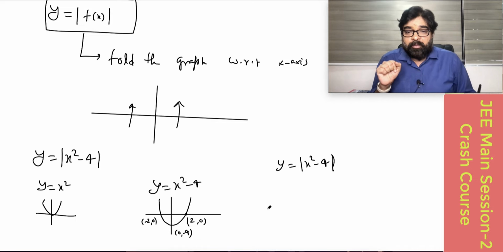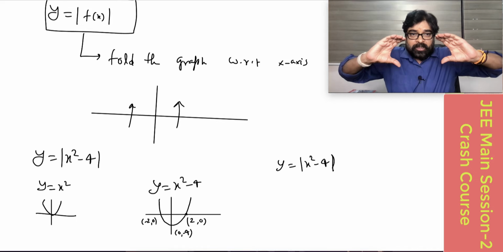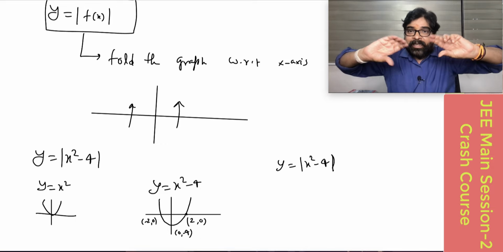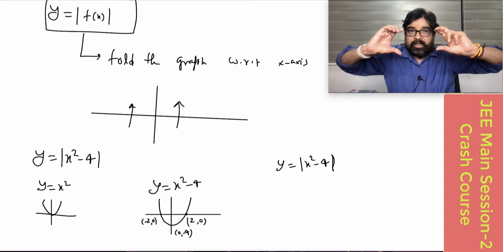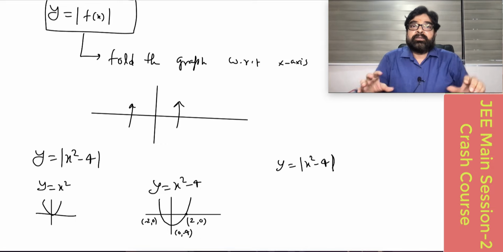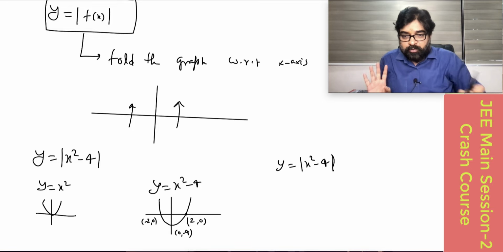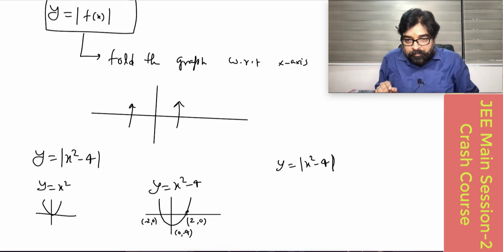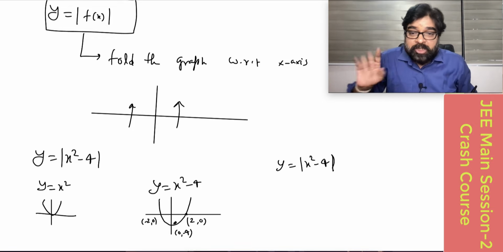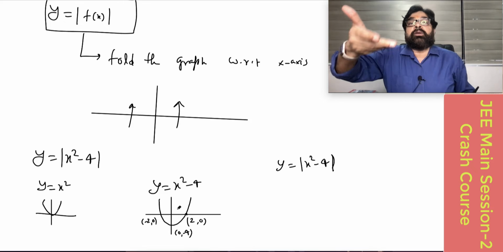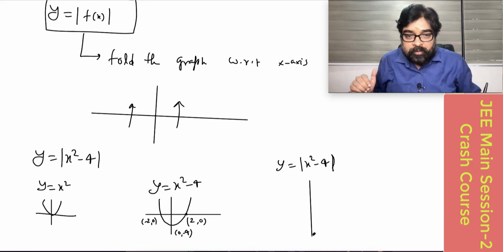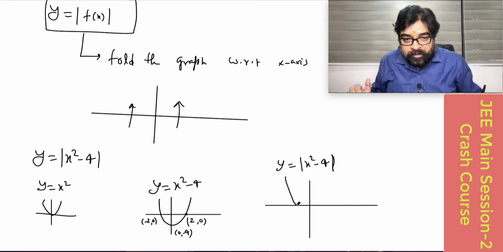So what I told you for mod: whatever downside portion, just fold it up. Take it, hold it like this, look at the camera and turn like this. That's all. That much only job you have to do. So this portion will be folded up. Upper portion, don't touch. Only the downside portion will be folded up. So how is this going to be? This is, and this is.